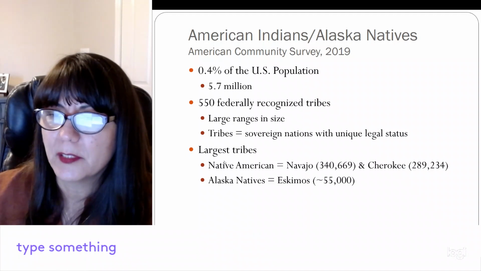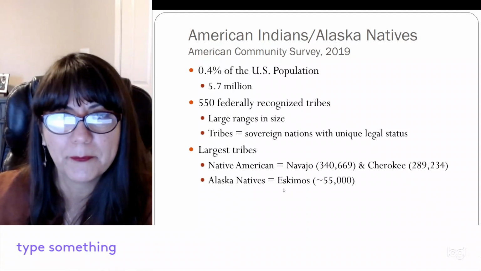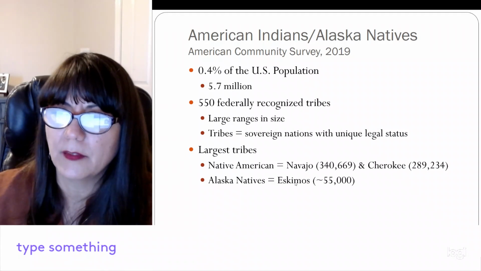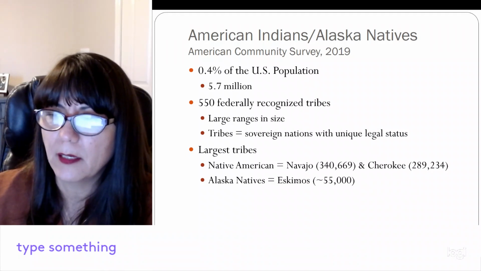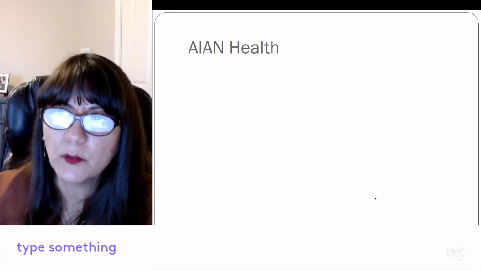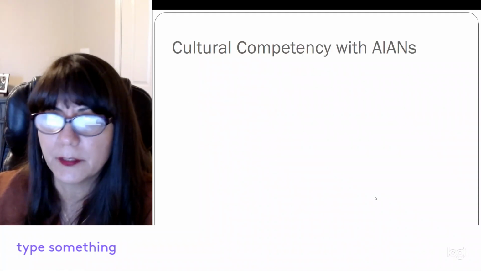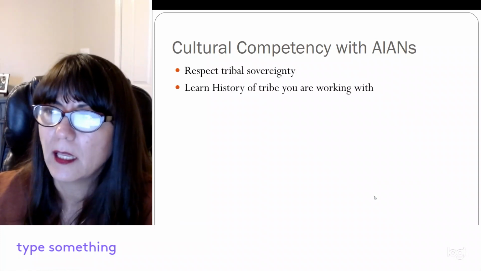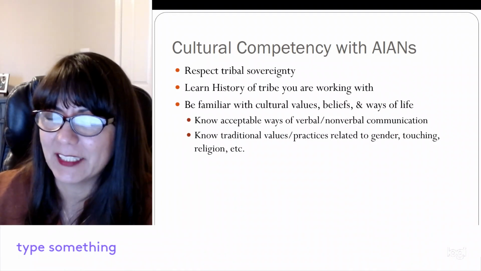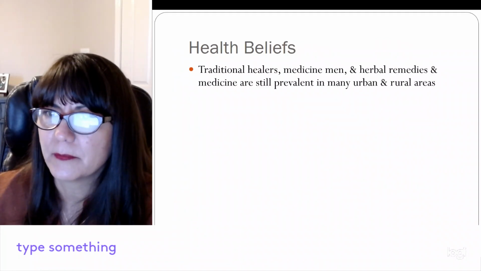The largest Native American tribes are the Navajo and the Cherokee. And here you see their sizes. And then among Alaska Natives, the largest subgroup or tribe are Eskimos at 55,000. And so then you can read through all these tips and history. Historical trauma is huge in Native Americans. I want to make sure I'm switching over from African American to Native Americans. And so I'll let you read through these.